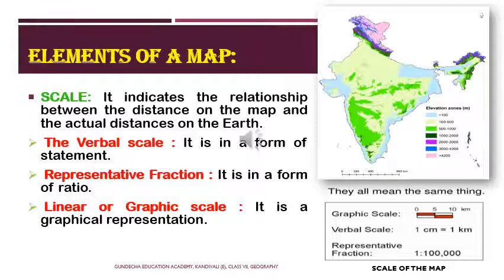Second is representative fraction or ratio scale. It is in the form of a ratio. It does not contain any specific unit and is universally accepted. That's why it is also known as universal scale. Last is linear scale, or graphic scale, or graphical scale. It is a graphical representation, or you can say that it consists of lines.